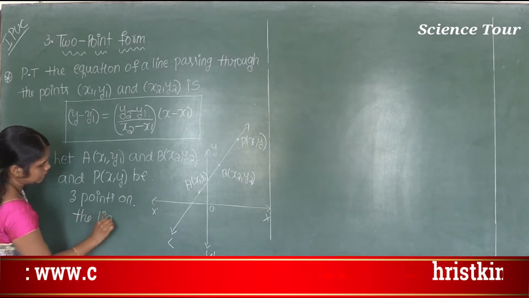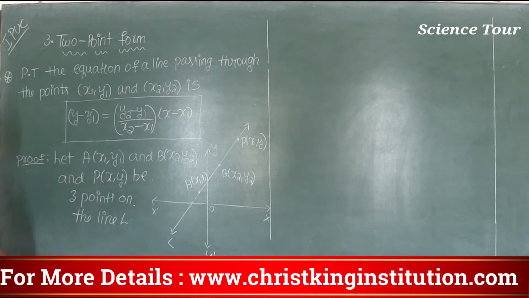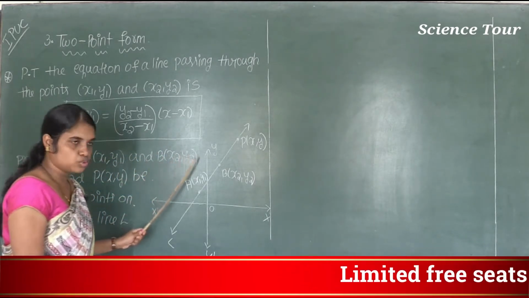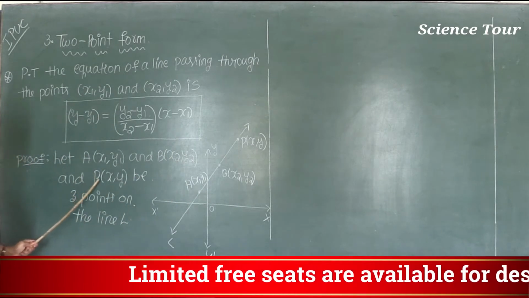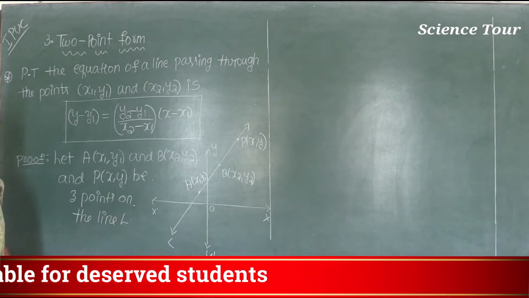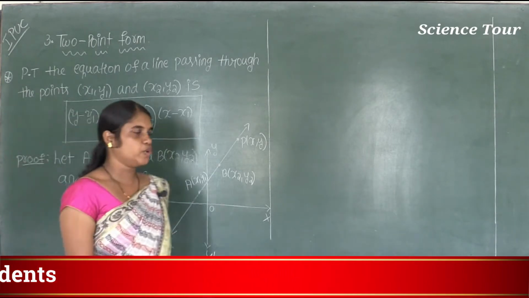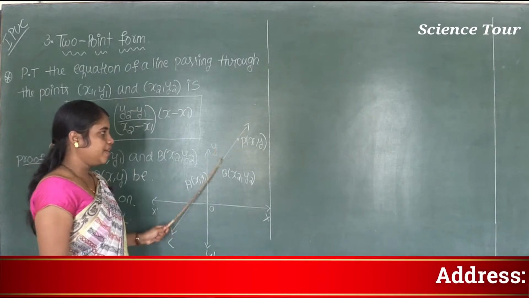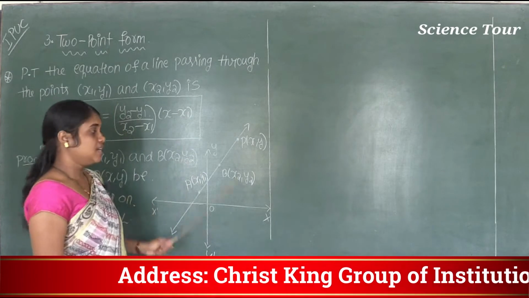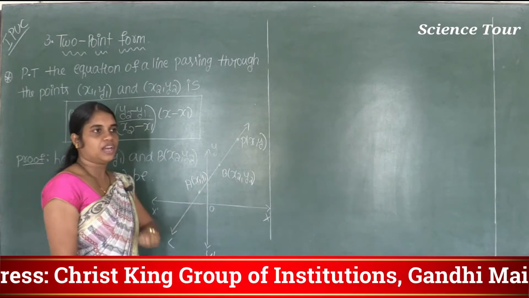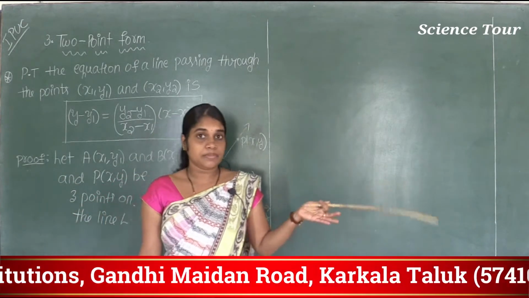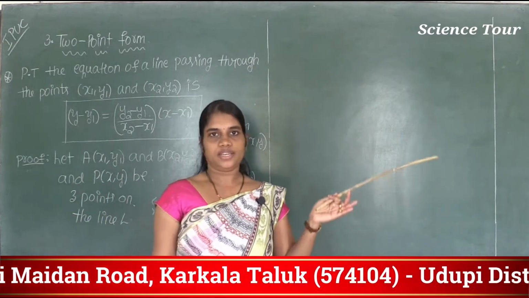3 points on the line L. So I will consider 3 points A of x1 comma y1, B of x2 comma y2, and the third point P of x comma y, 3 points on the line L. Students, can you observe here, all the 3 points lie on the single line, isn't it? So therefore, can I say the points A, B, P are collinear? Yes, if all the points lie on the same line, that means those points are collinear.